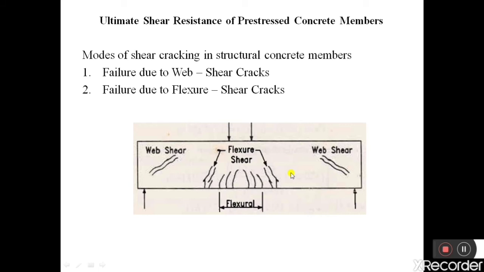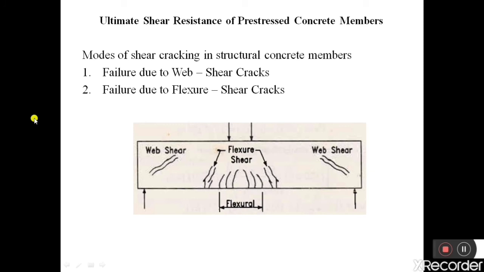So in the previous topic we were calculating the maximum and minimum principal tension developed in the member, and here we will analyze the given section and calculate the maximum shear resistance of a prestressed concrete member. The analysis is done by considering two conditions: the shear resistance of a member when it undergoes web shear cracks, and the maximum shear resistance when the member undergoes flexural shear cracks.